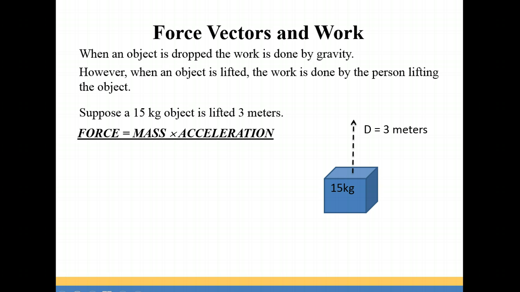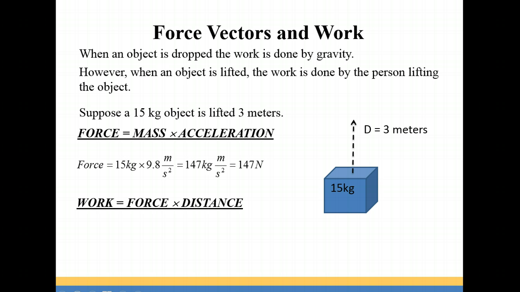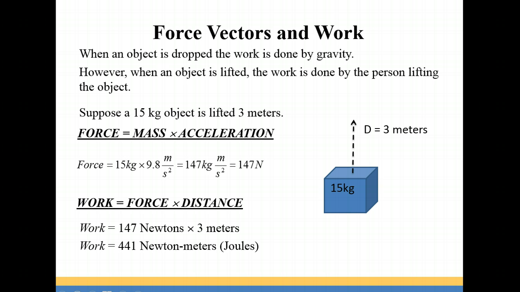The force is going to equal the mass times the acceleration. So our mass in this case is 15, and our acceleration is that due to gravity, which is 9.8 meters per second squared. Then we're multiplying those two together, and we get 147 kilogram meters per second squared. And that's a unit of measurement of newtons. So we have 147 newtons. Now to calculate the work, we're going to take our force and multiply by our distance. So we have 147 times 3, or 441 Newton meters, or 441 joules.